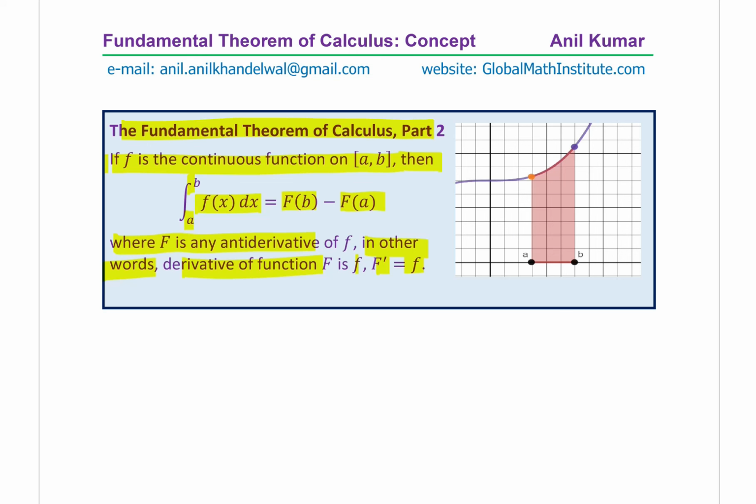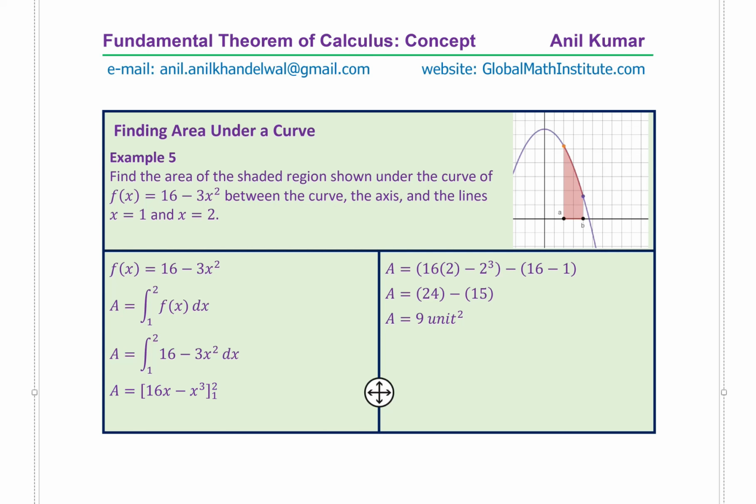Now based on this, let's have two more examples. Here we have example number 5, which says: find the area of the shaded region shown under the curve of f of x equals 16 minus 3x squared, between the curve, the x-axis, and the vertical lines x equals 1 and x equals 2. So these lines are shown here.